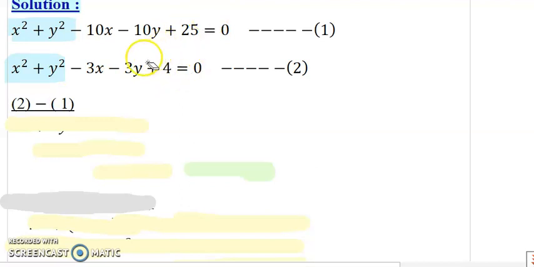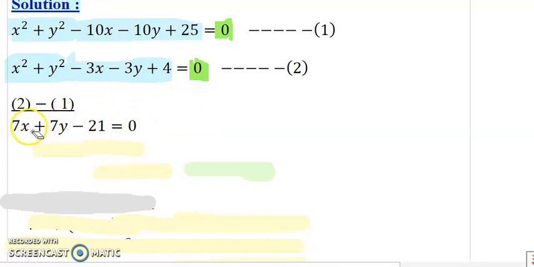When I have equation 2 minus equation 1, we use the left-hand side term minus the left-hand side term, and the right-hand side term minus the right-hand side term. As a result, we have 7x plus 7y minus 21. Negative 3x minus negative 10x gives 7x. Negative 3y minus negative 10y gives 7y. 4 minus 25 gives negative 21.